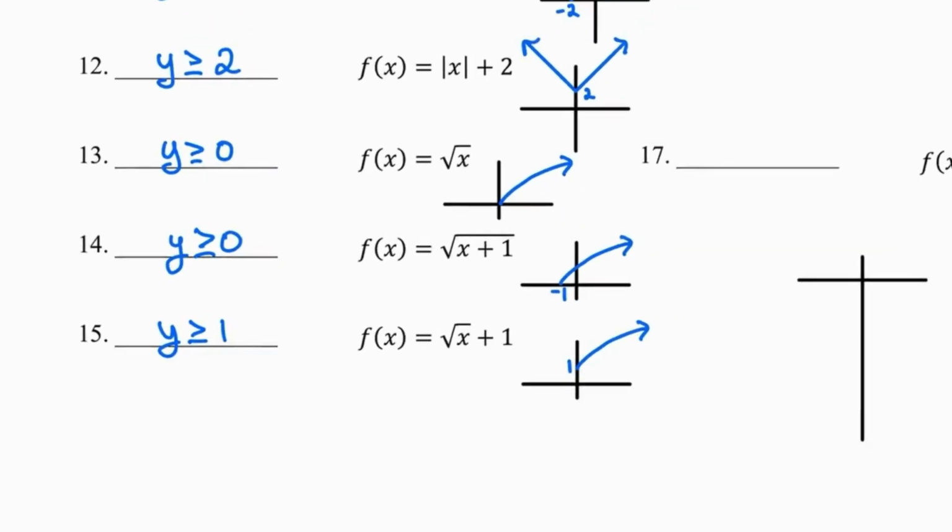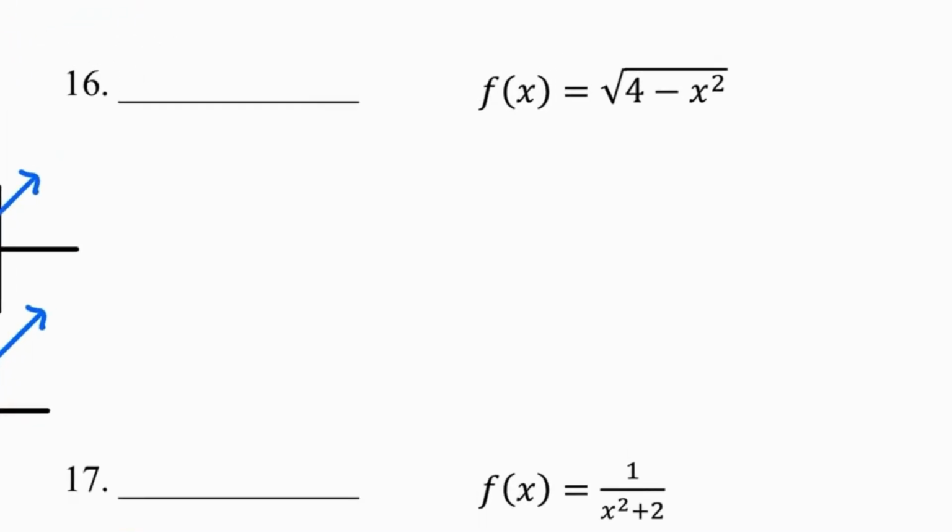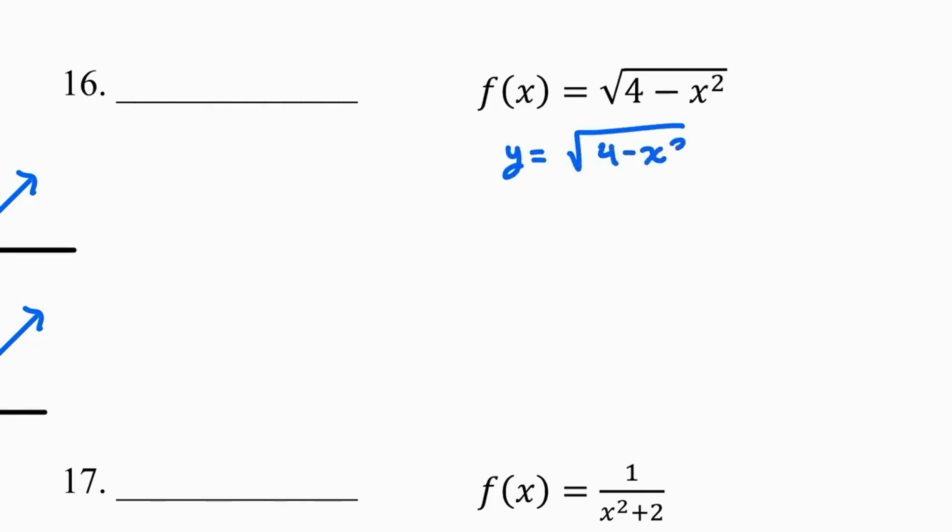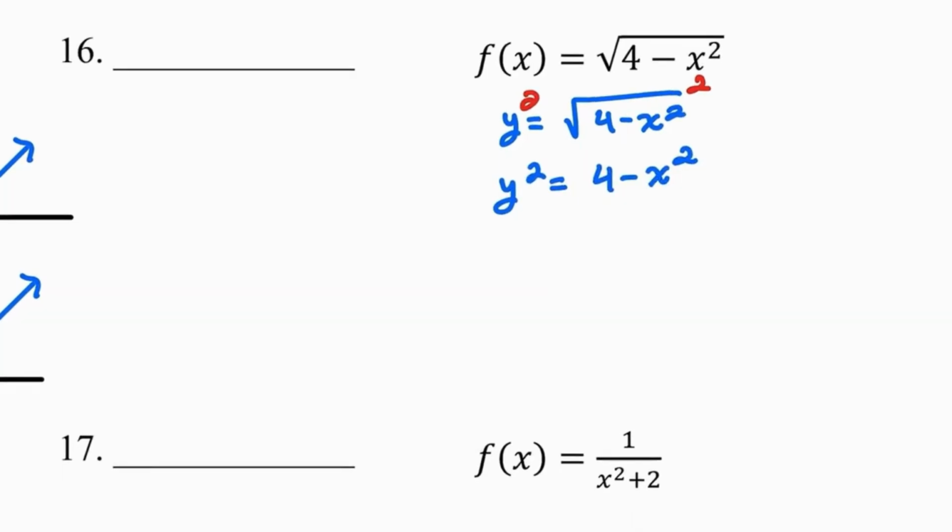Now, sometimes you might not know what a graph looks like, and sometimes you have to do some things. So this x squared causes a problem. So this creates this very, very specific graph. And what I'm going to do first is manipulate it a little bit. I'm going to take f of x and change that to y. I'm going to get rid of the square root by squaring both sides. So y squared equals 4 minus x squared. And this is starting to look a little familiar. If I add the x squared over, you get x squared plus y squared equals 4.